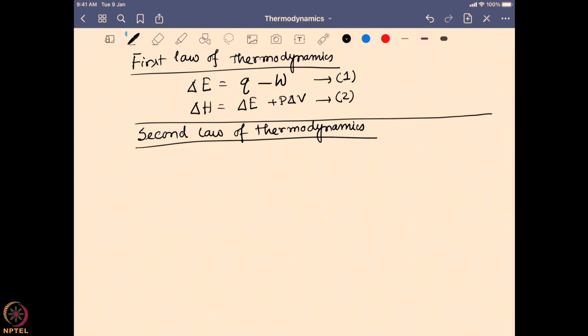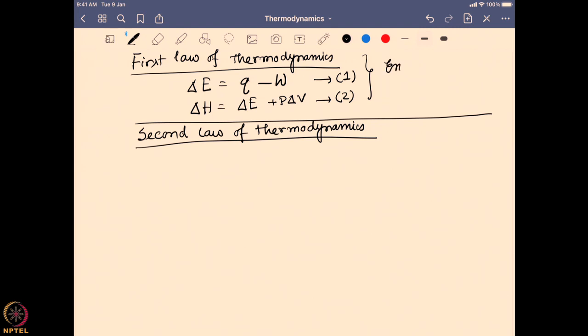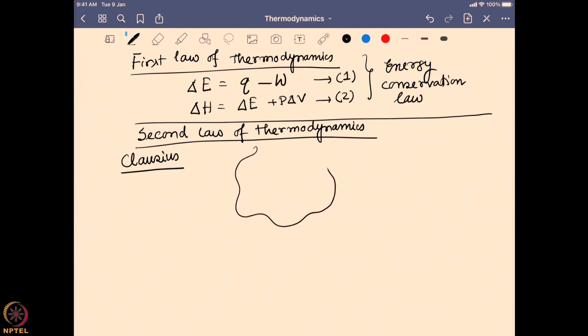Again, reiterating the first law of thermodynamics, it is generally known as the energy conservation law, which says that energy cannot be destroyed. It will end up as a mixture of heat plus work, but you cannot destroy the overall energy. The second law of thermodynamics has been stated by different scientists and explained in different ways. I am just using one scientist's version, Clausius, and how he explained the system.